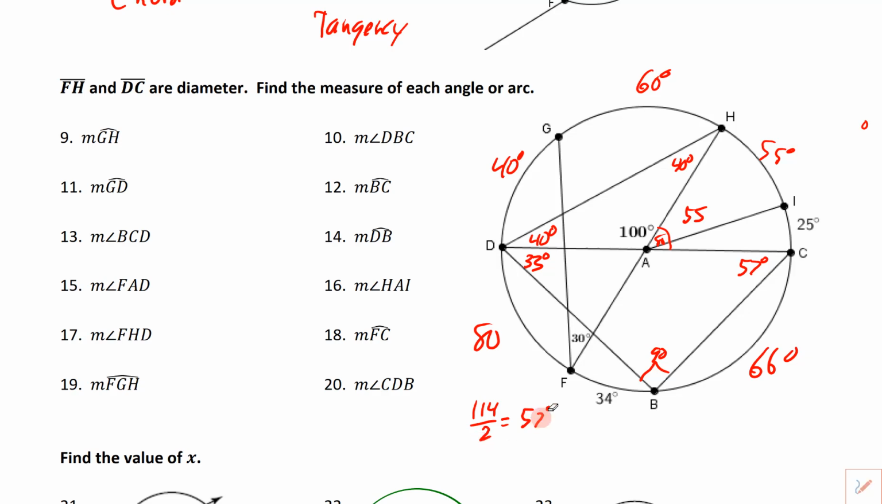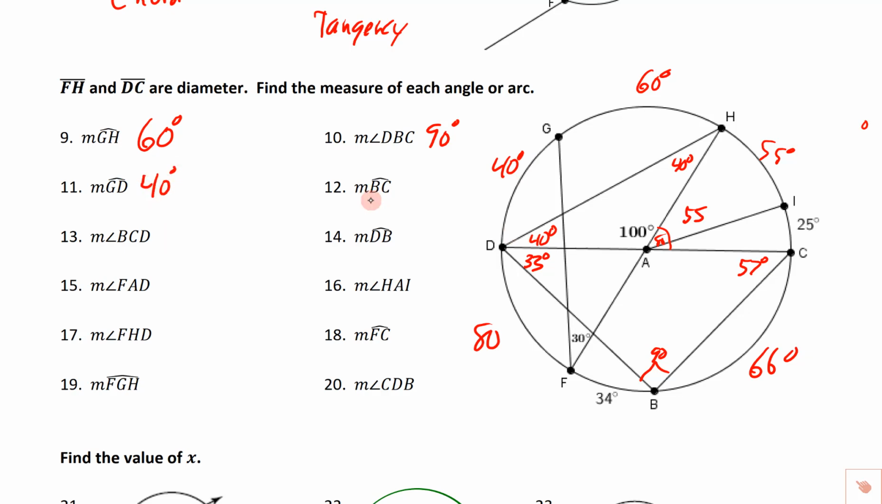Okay, so let's see if we've got everything here and see if we need to write down anything else. So this is arc GH, so G to H is going to be 60 degrees. Angle DBC, I apologize, DBC, that's 90 degrees. There we go. And then arc GD, that's going to be 40 degrees. Got that one so far.